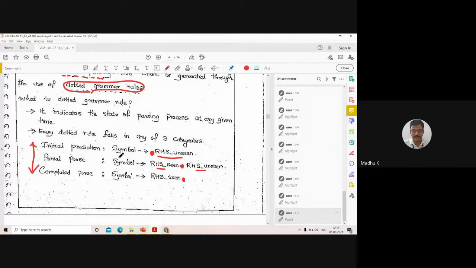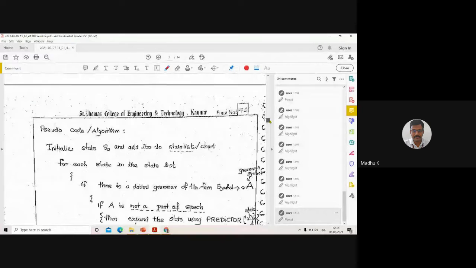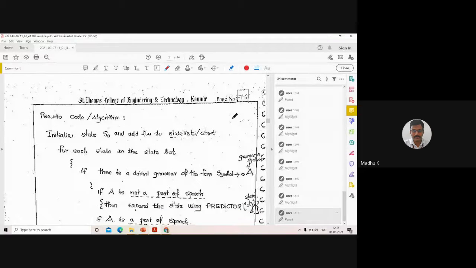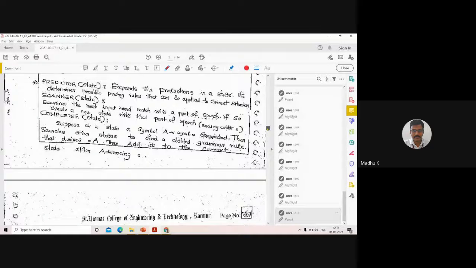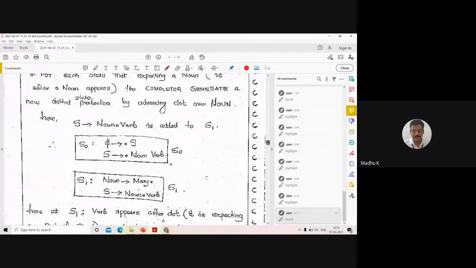Next, we want to discuss this algorithm. This is the pseudocode or algorithm for Earley parsing. We can discuss this and an example in the next class.